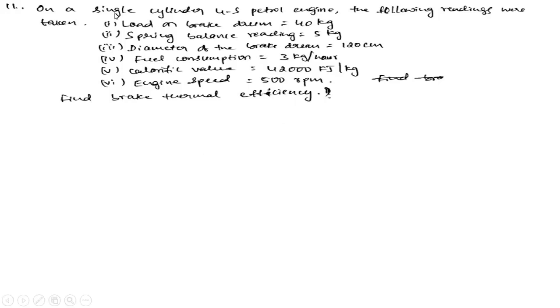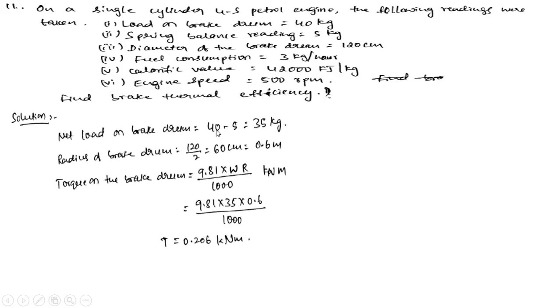These are the given things regarding that single cylinder 4-stroke petrol engine. So we will write what are the given things in this case. Here they have given the load on the brake drum as 40 kg, spring balance reading is 5 kg. And we have already come across one problem like this. So you need to be very careful here while writing that net load on the brake drum. It is to be load on the brake drum minus spring balance reading.